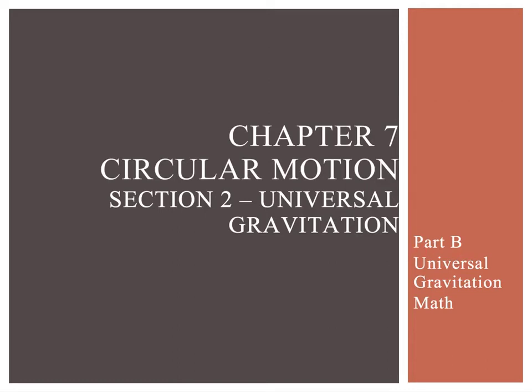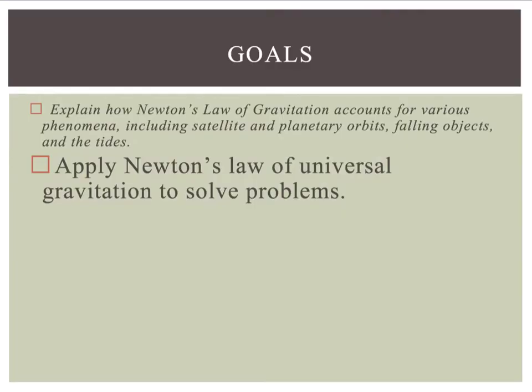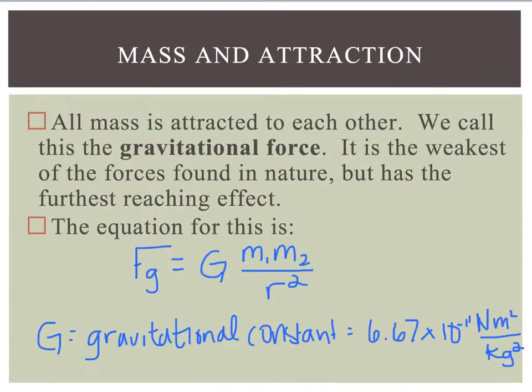We're now looking at part B of universal gravitation, which is the math part. So we're going to look at the equation that Newton came up with that explains the way that particles with masses are attracted to each other. We're also going to apply Newton's law of universal gravitation to solve problems.